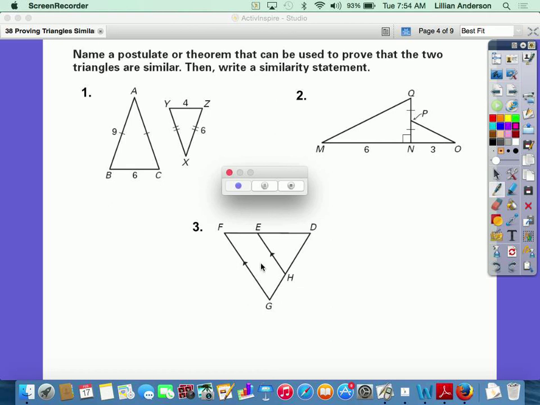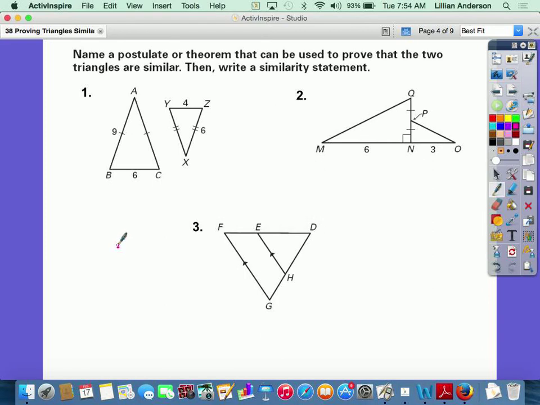Okay, so hopefully you have tried some of these problems before you're watching this video, okay? The first one says, name the postulate or theorem that can be used to prove the two triangles are similar and write the similarity statement, okay?